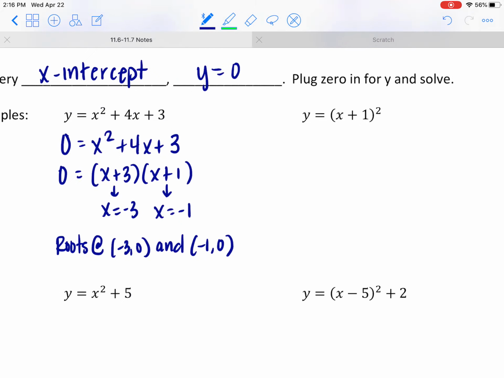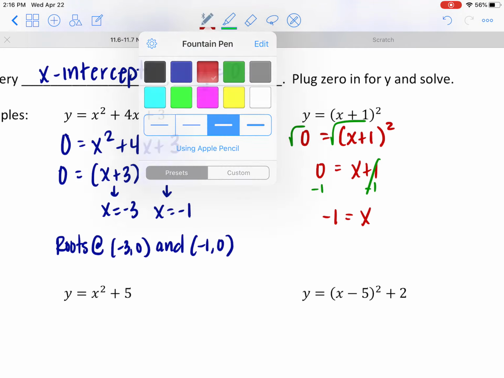So this thing is going to have x-intercepts, or roots, at negative 3, 0, and negative 1, 0. Two nice places where this graph crosses the x-axis. Now if we look at this guy, if I put a 0 in for y here and solve, I'm not going to use the same method for solving, right? I don't want to have to multiply that out and then try to refactor it, but I can just take the square root. If I take the square root of both sides, then I have x plus 1 left here. On the other side, normally I'd put in a plus or minus, but there's no difference between positive and negative 0, so it's just a 0.